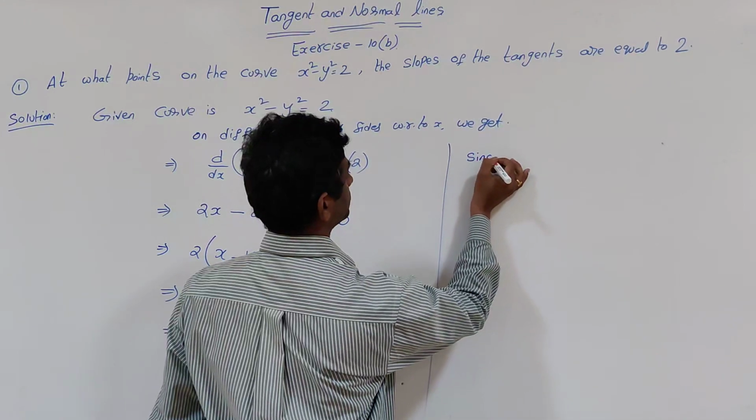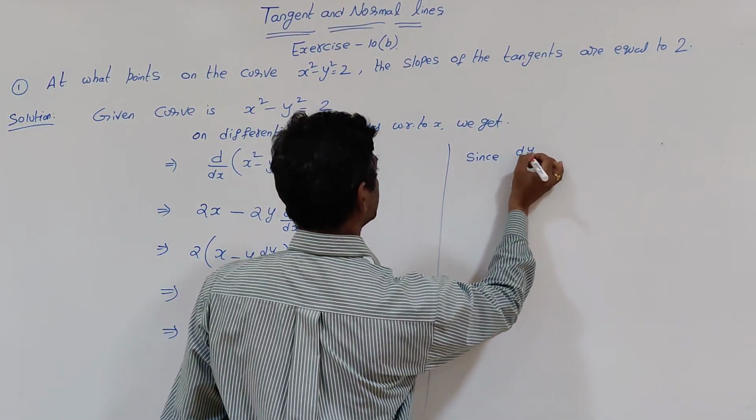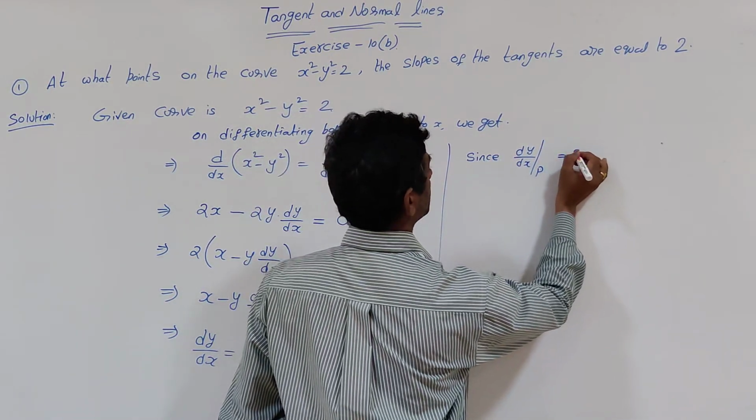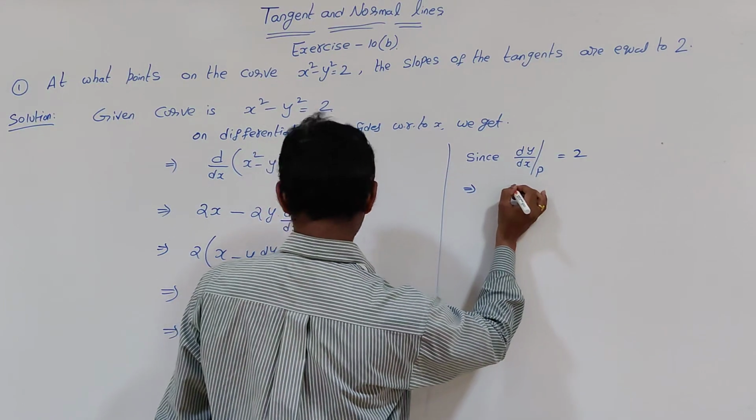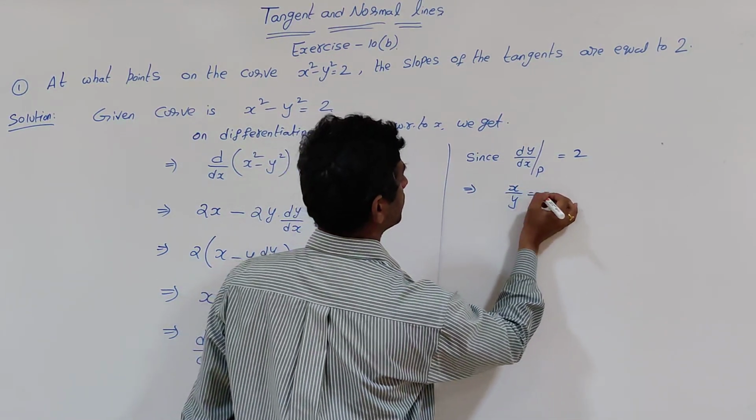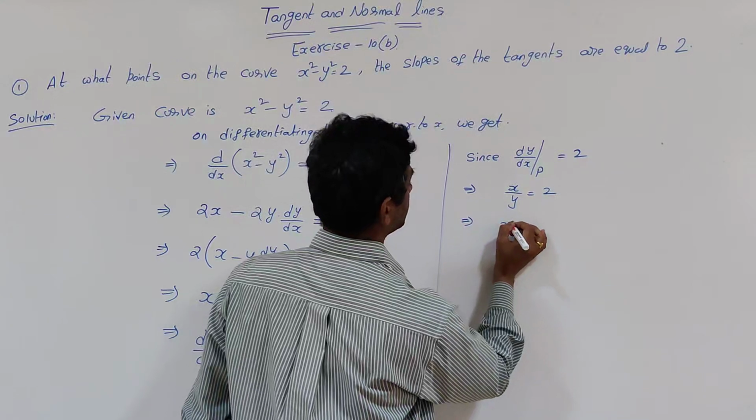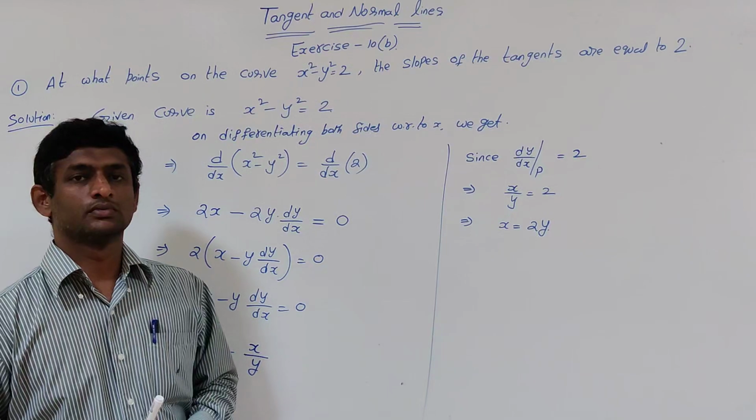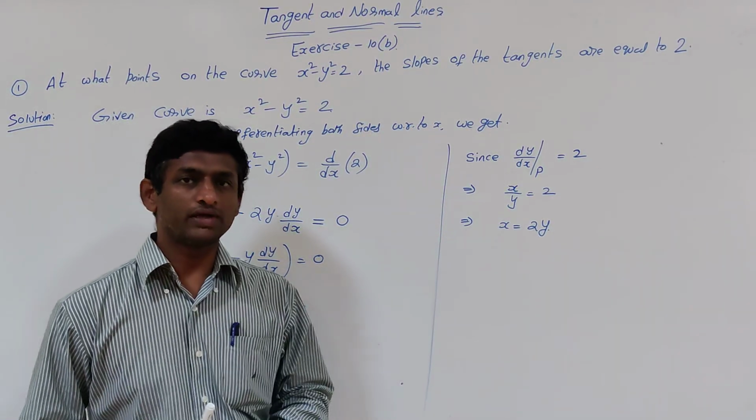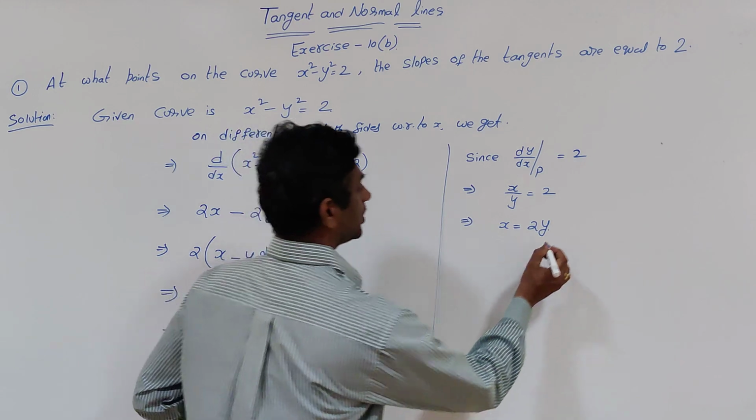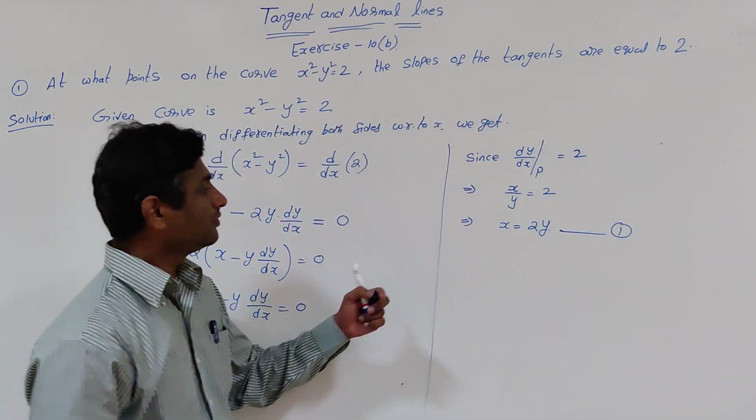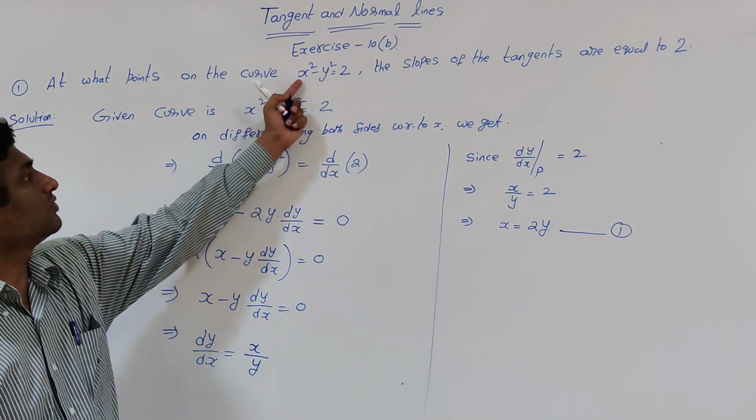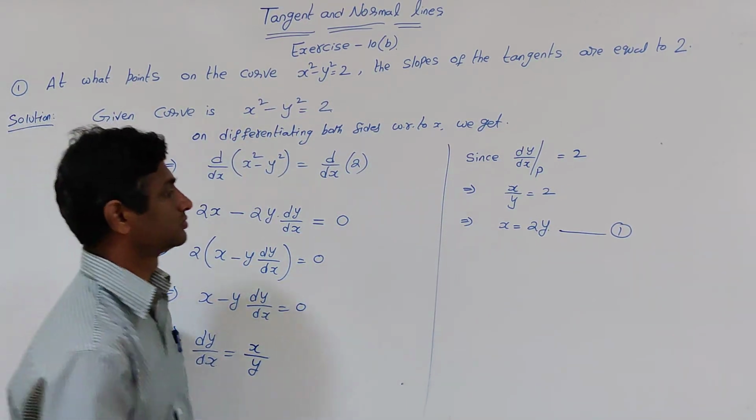Since dy by dx at particular point P is 2, that is x by y is equal to 2, implies x is equal to 2y. So what we got is x is equal to 2y. This is the relation between x and y. So assume that this is equation 1. Now substitute x is equal to 2y in the curve. What is the curve? x square minus y square is equal to 2.